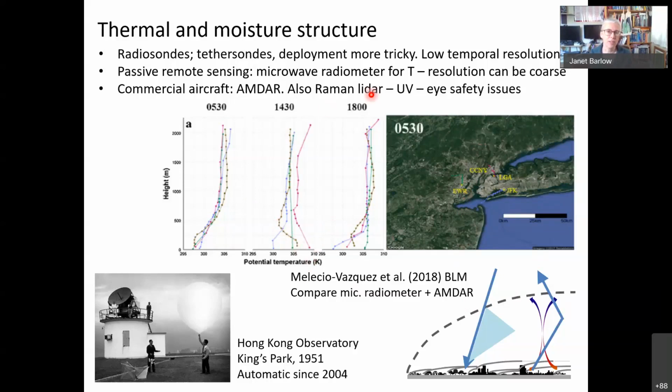Again, Raman lidars are also available. They use the UV range, and for that reason, there can be eye safety issues and issues about where you site them.